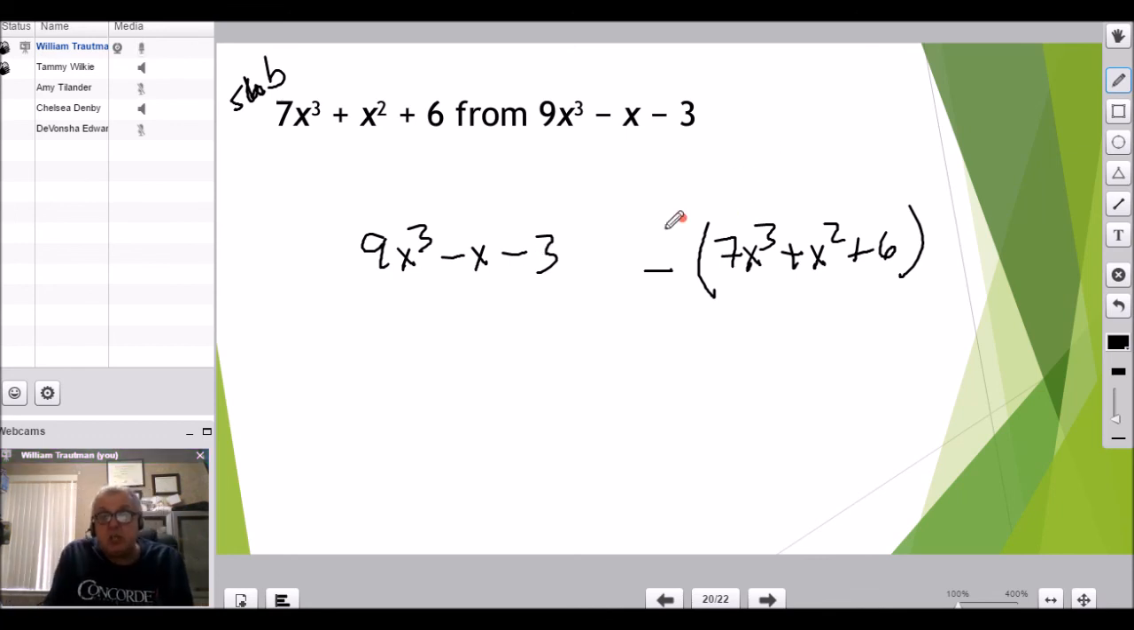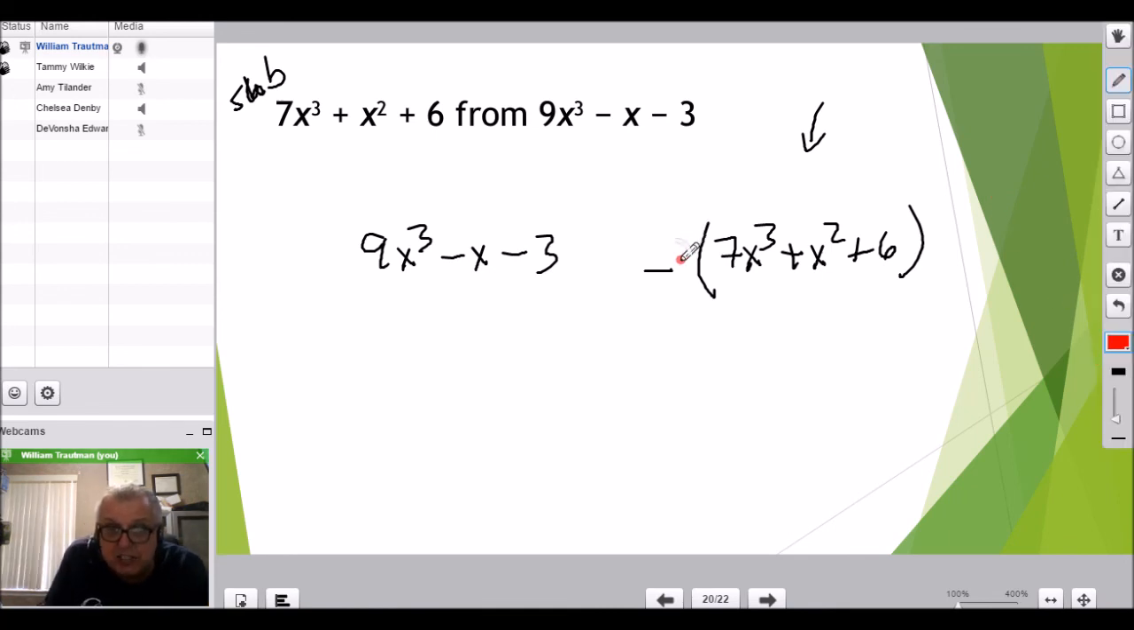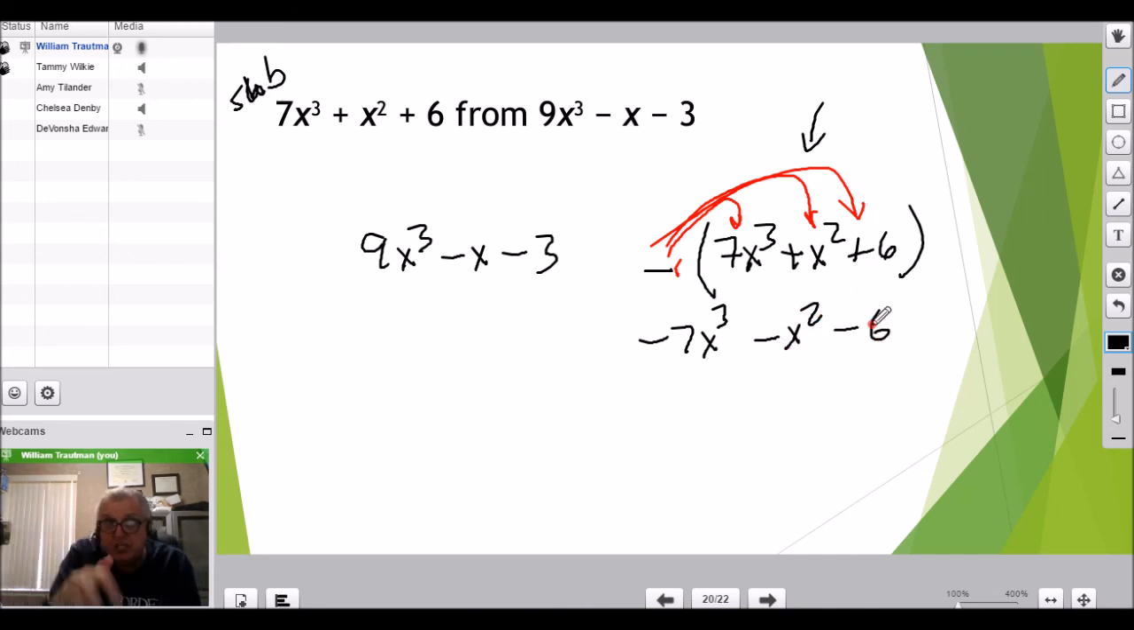By the way, you have to have parentheses around the part you're subtracting because you are subtracting each of these terms. In other words, you have to distribute this subtraction. It's like an invisible minus 1. I'm subtracting the 7, I'm subtracting the 1x squared, and I'm subtracting the 6. Negative 1 times 7 is a negative 7x³. Do you see, when you subtract it, it changes it to a negative. Negative 1 times 1 is a negative 1x squared. Negative 1 times 6 is a negative 6. You're changing the sign of each of those when you subtract it. And I still have 9x³ minus x minus 3.